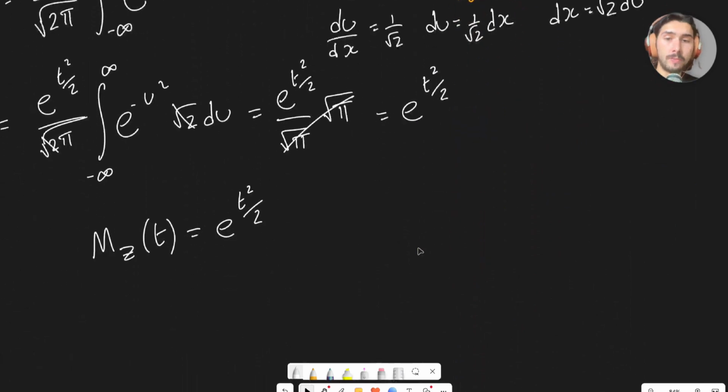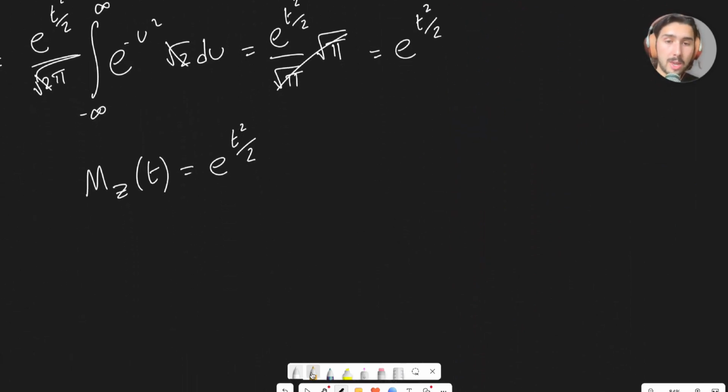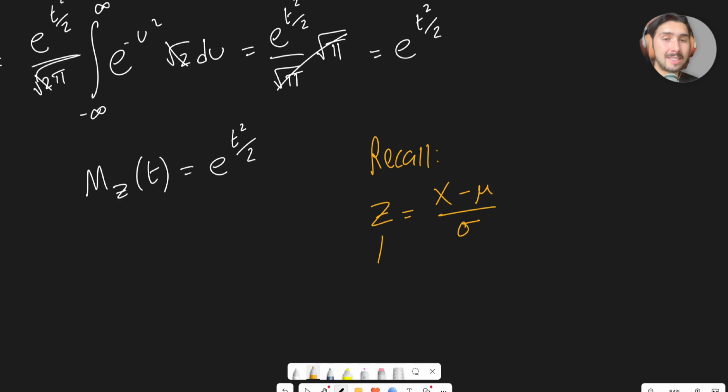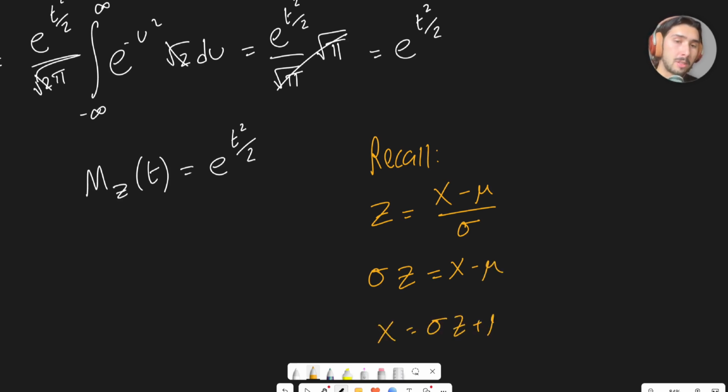So now we're going to recall one more thing. Okay, so I'm going to write one more thing down. We want to recall that the standard normal distribution is linked to any normal distribution via this formula or transformation. A standard normal distribution is just any normal distribution that you want minus its own mean divided by its own standard deviation. This is a very, very well-known, very simple formula. And if we rearrange it ever so slightly, we see that sigma times z is x minus mu, which means that x is equal to sigma z plus mu.